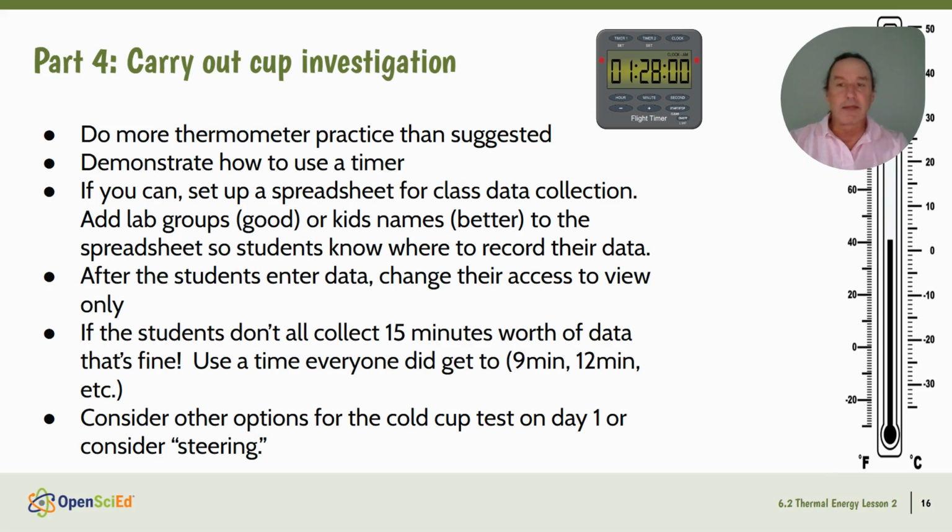If you set up a spreadsheet for class data collection, if you add the lab group numbers or perhaps even kids' names to the spreadsheet so they know where to record their data, that is super helpful. And then after they've entered their data, switching the spreadsheet to view only is also helpful. And again, if the kids are doing their experiment and they only get to 9 minutes worth of temperature data, or 12 minutes, or even 6 minutes, it's fine. Whatever your final is, just use the same amount for everybody.